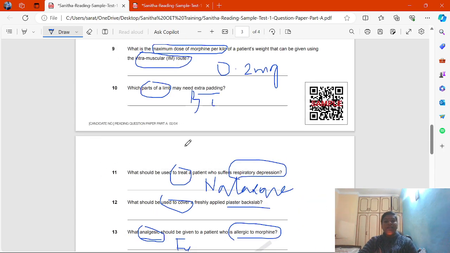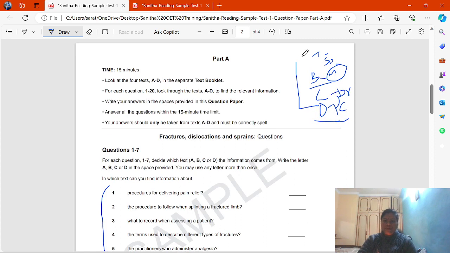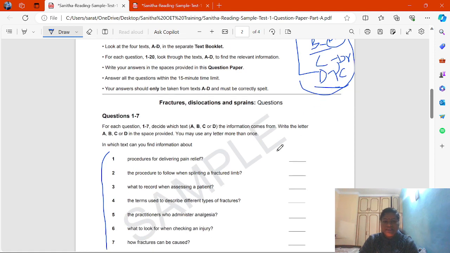subtest. Now we are going to find out the match the following question. It is a very easy task of the OET reading subtest. See some points you have written here. A is fracture, dislocation, B is management and assessment, C is medication, D is plaster backslab. Procedure for delivering pain relief.